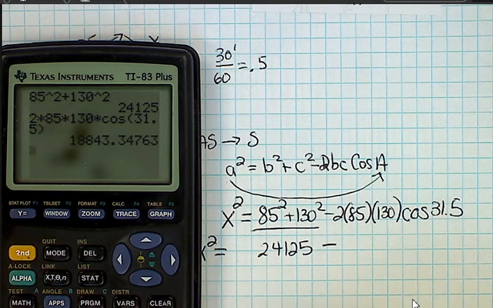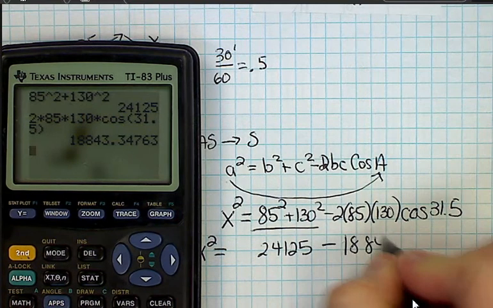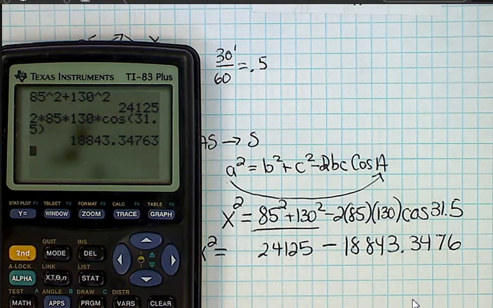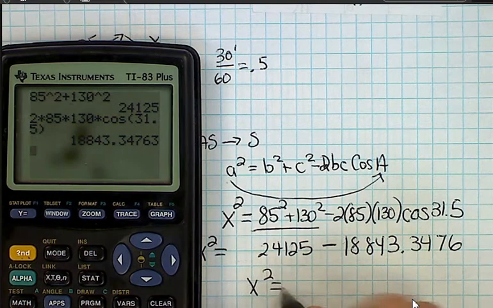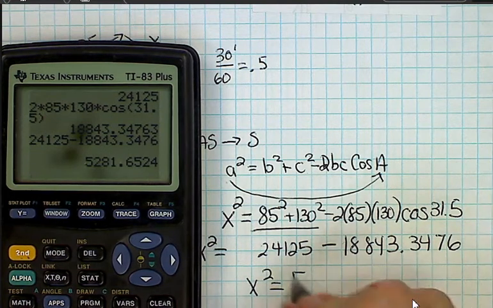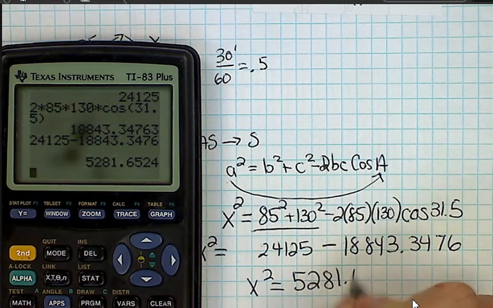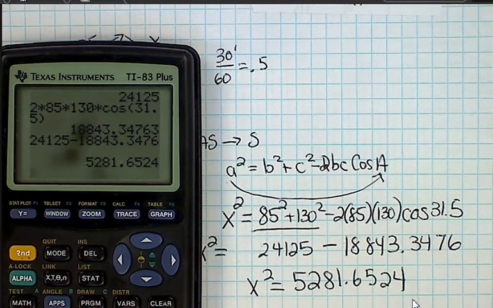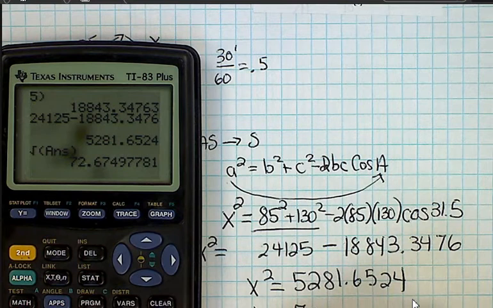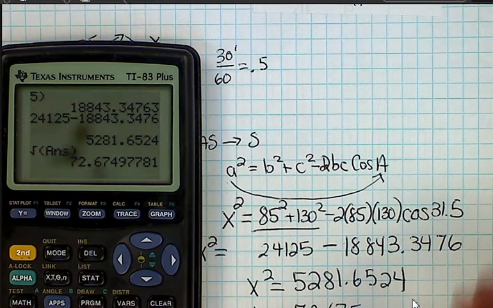Hit enter. We get 18,843. Take this out 4 decimal places: 3, 4, 7, 6. So then we're going to have x squared is equal to 24,125 minus 18,843.3476 equals 5,281.6524. And then I want to take the square root of that. So x is going to equal second square root, second answer. And we're going to get 72.675.